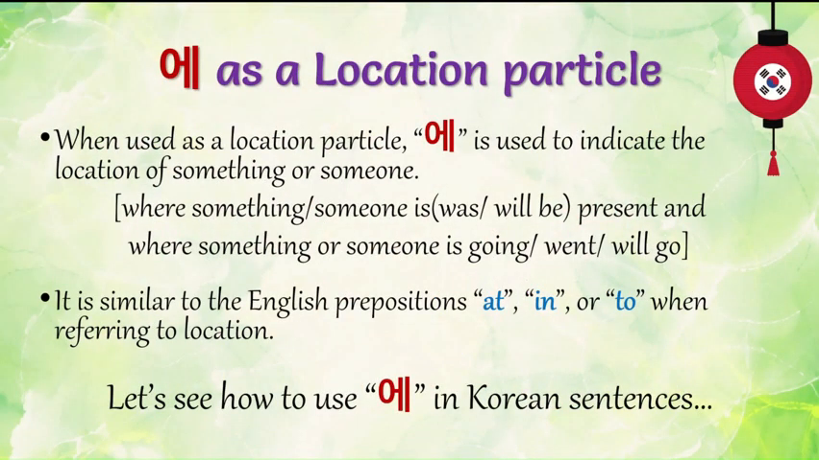Now, when used as a location particle, 에 indicates the location of something or someone. Okay, now there are two ways. One is where something or someone is present, was present or will be present. Whenever you want to denote this, which particle will you take help from? 에. And the second way to use this as a location particle is to indicate where something or someone is going or went or will go. Okay, in all these three tenses.